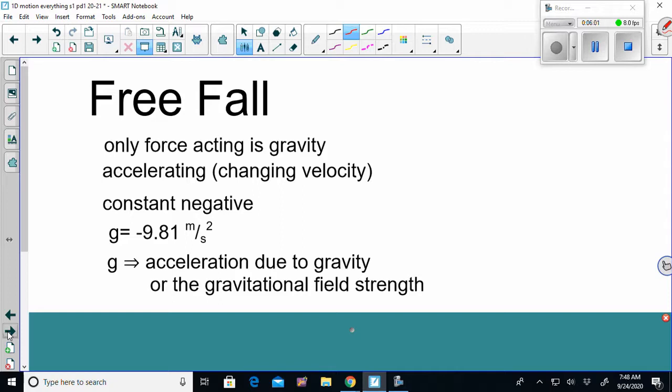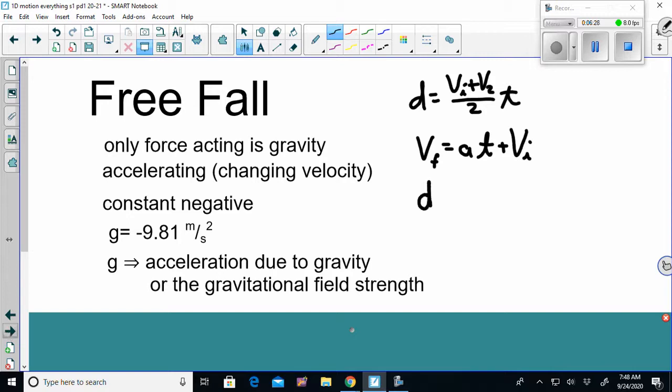Now, we had 4 formulas from before. 3 of them had a value for acceleration now, right? So, if you don't remember them, the first equation was using the average velocity times time. The second equation was the rewriting of the definition.